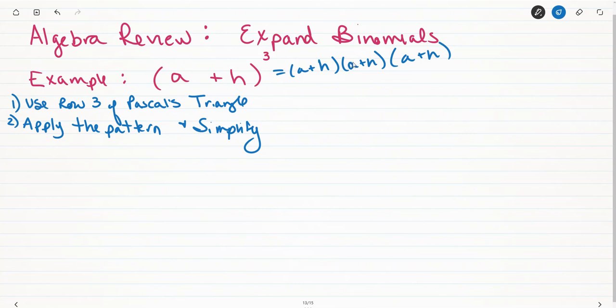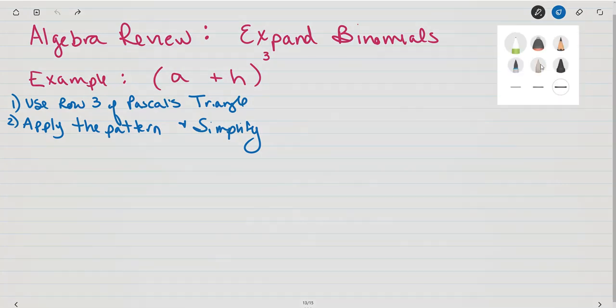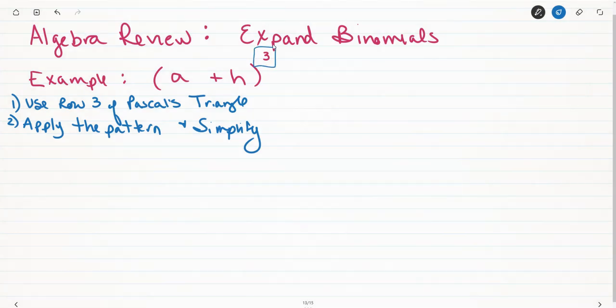But there is a pattern we can use, because when we get to a really messy example like this, it'll often be easier to know that we have it right without fail and without a lot of effort. Here's what the pattern would look like. We're going to start with row 3, and it's row 3 because we have the a plus h cubed. We're going to start with row 3 of Pascal's triangle.